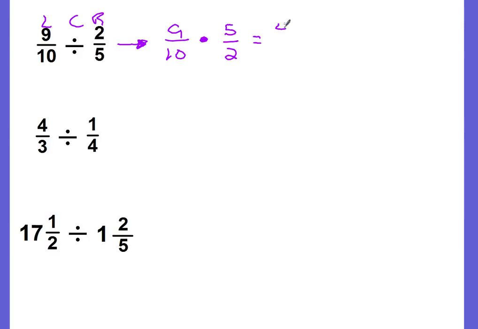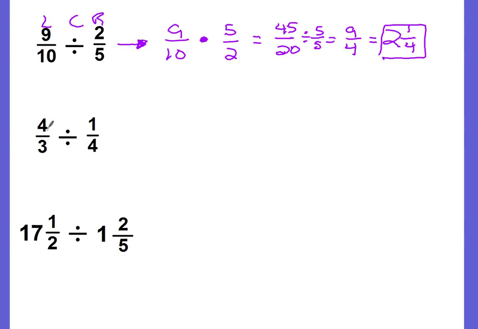9 times 5 is 45. Multiply the denominators. 10 times 2 is 20. I can simplify by dividing both by 5. And it's going to give me 9/4, which is improper. So divide it, turn it into a mixed number. 4 goes into 9 2 whole times, which is 8. We'll have 1 left over out of the 4. So 2 1/4 is our answer.